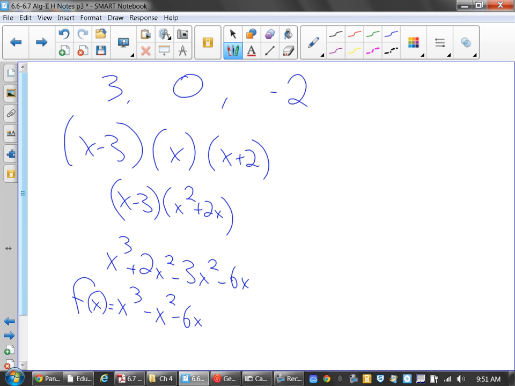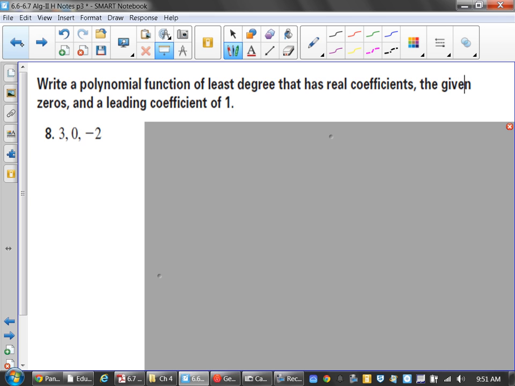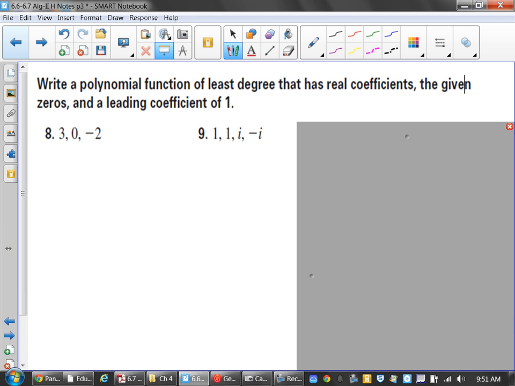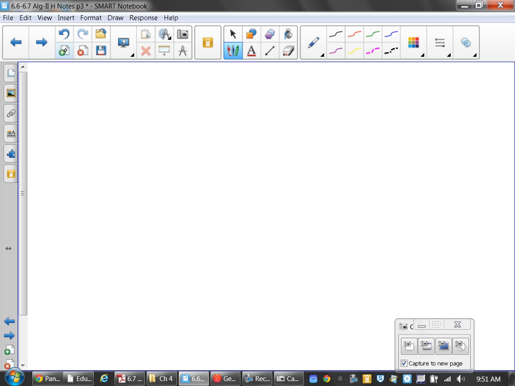But what's going to be weird is when you have imaginaries and duplicates. So let's take a look at this. Don't you just put them in like x? Well, take a look at what we have here. How many zeros do we have given to us? 4. What should be the degree of our polynomial then? 4. We should have a 4th degree polynomial.